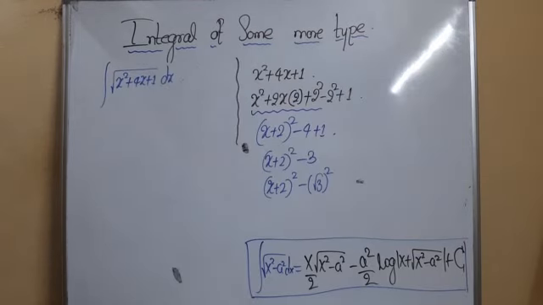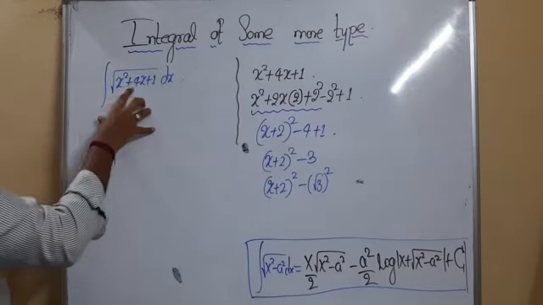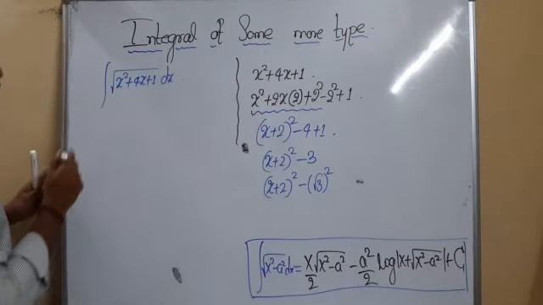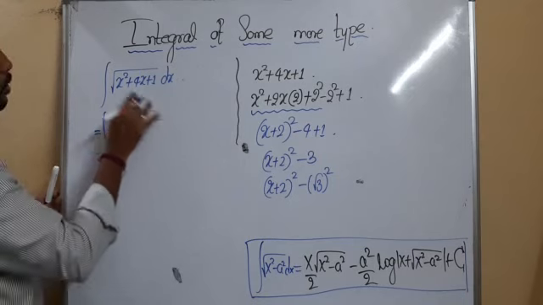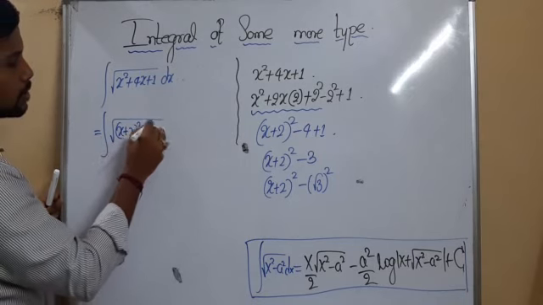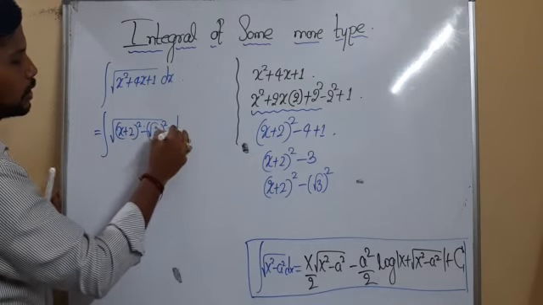Got the point? Based upon this, I'd like to discuss one example. Observe the example. Integral of square root of x square plus 4x plus 1. By the completing the square method, I already simplified it. Means this quadratic equation can be written in the standard form x plus 2 whole square minus root 3 whole square into dx.